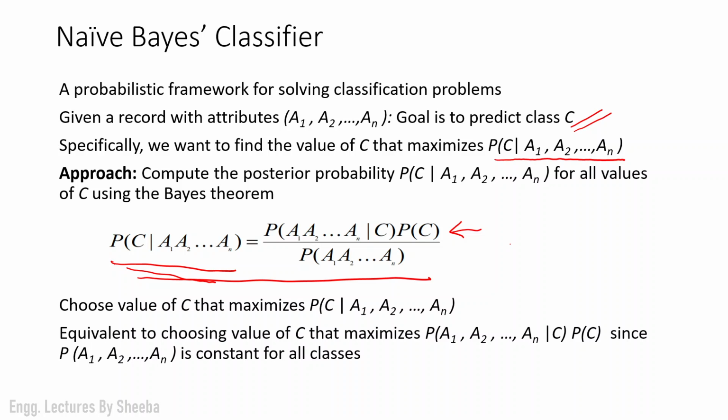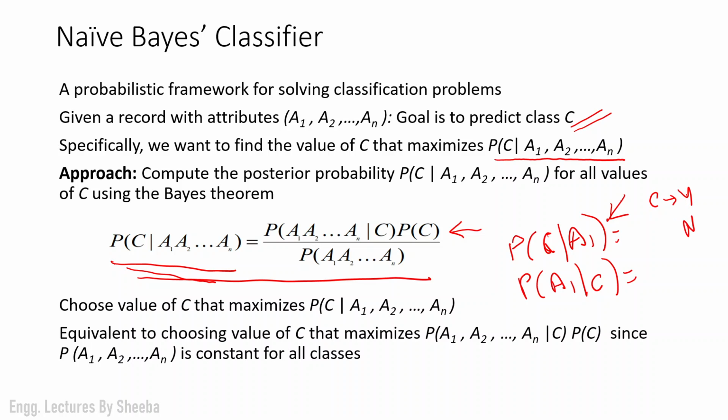So P of C given A1, then you will be finding P of A1 given C. So these values we are finding. What we will be doing is finding which probability is maximizing this probability, which value is maximizing it. So we will be choosing that value of C. Suppose C, as I said, can be yes or no. So whether for yes or no the probability is giving the maximum value, depending upon that we will be choosing which class it is.